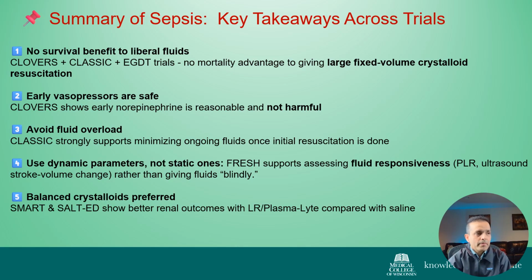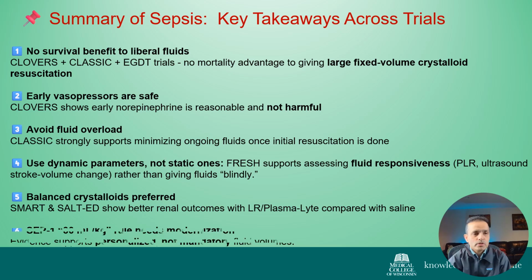Balanced crystalloids are preferred based upon the SMART and SALT-ED trials, which showed better renal outcomes with Ringer's lactate or Plasma-Lyte compared to saline. And the SEP-1 bundle recommendation of 30 ml per kg probably needs modernization. One suit does not fit all. The evidence supports personalized, not mandatory, fluid volumes.